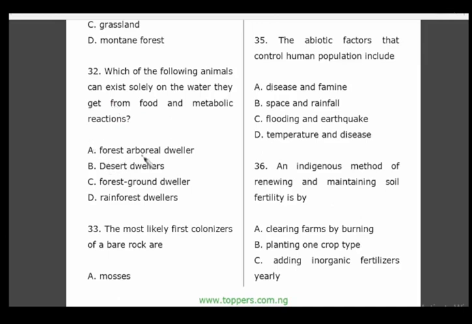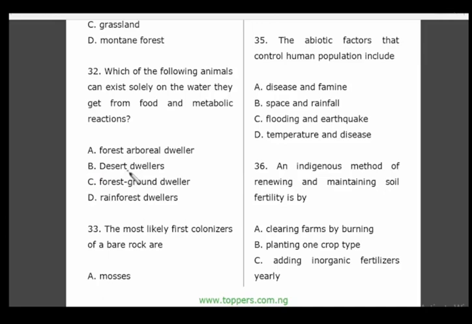Forest arboreal dwellers are organisms found in the forest and on the treetops, particularly birds. Such birds can even fly to water bodies. We have forest ground dwellers. There are places in the forest where there will be streams and rivers, so they may be able to get water from that environment. And so we also have rainforests. The only ones that will not be able to get water from any other source apart from the food they eat as well as metabolic reactions is the desert dwellers.